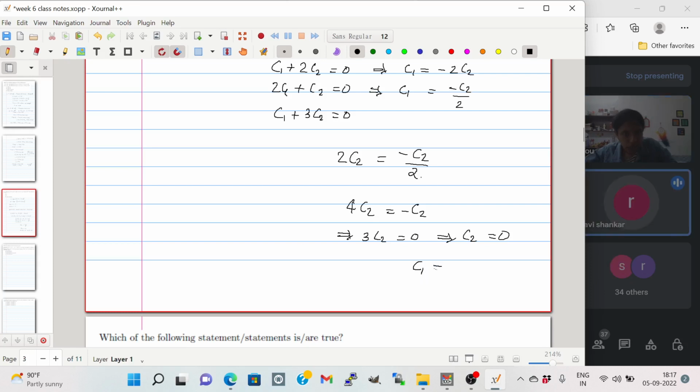C1 is minus 2C2, and we got C2 equals 0. Is that clear?